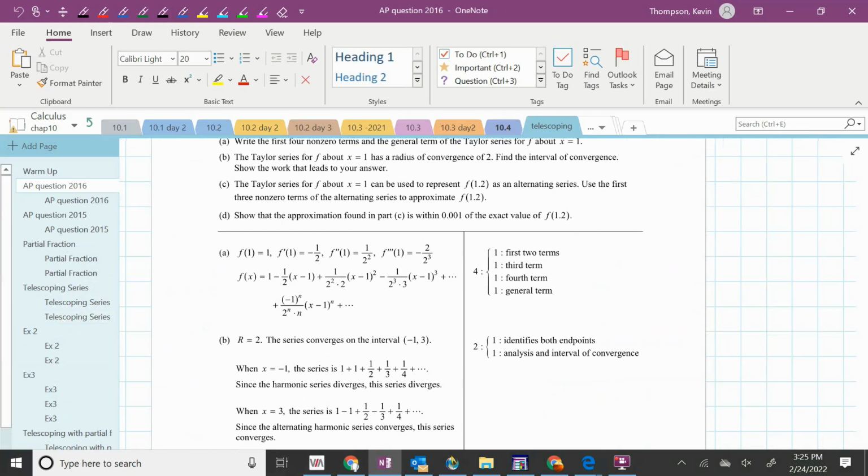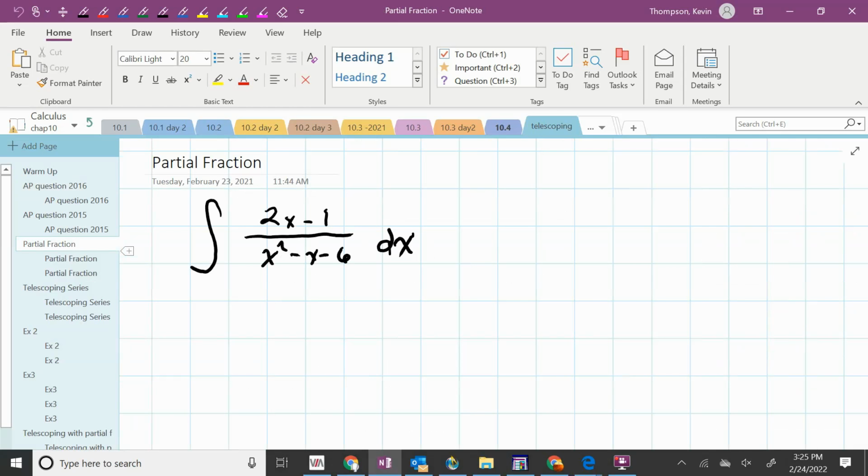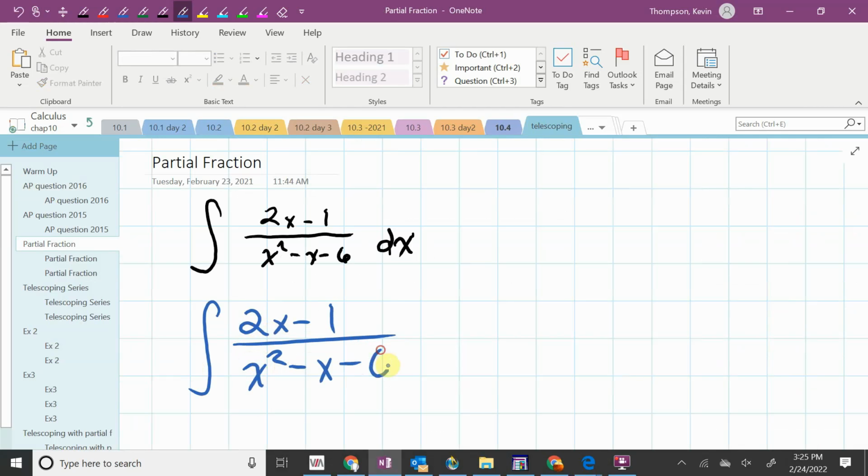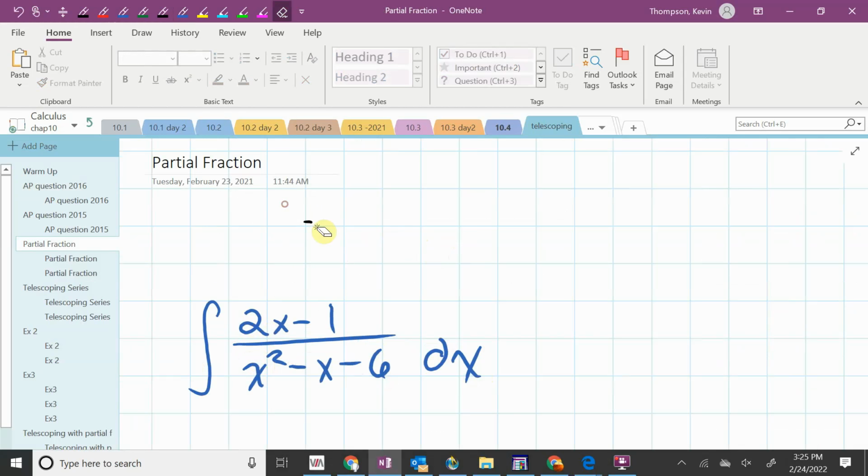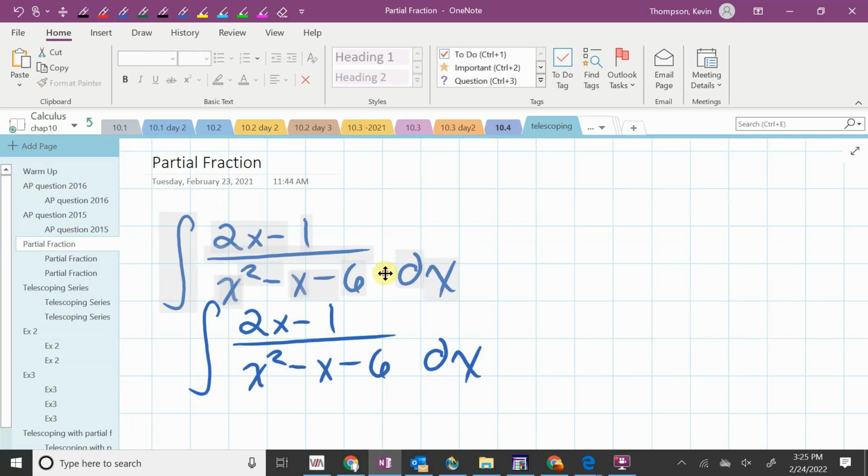Questions on telescoping? Does that feel pretty straightforward? Okay, so next, let's talk about partial fractions. I'm going to rewrite this. Jot down this for me.